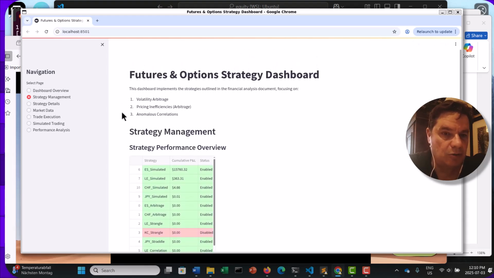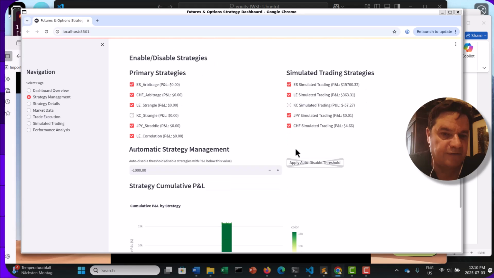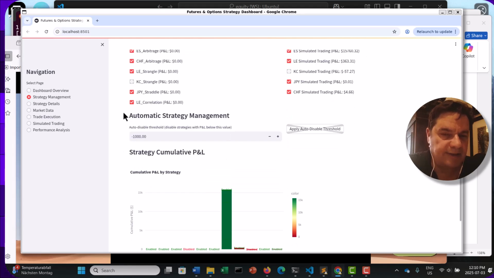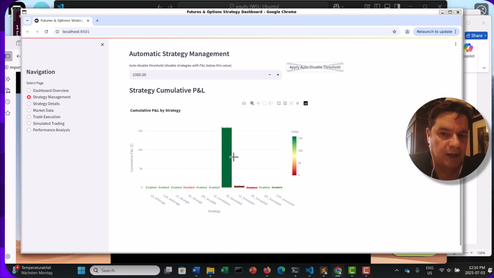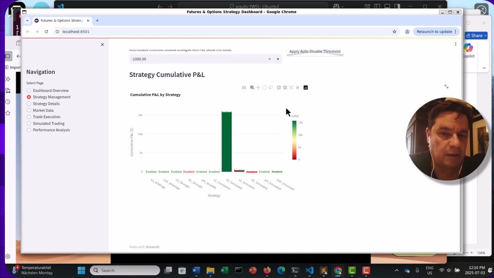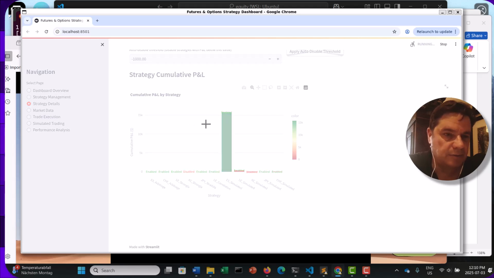Okay. So we know the types of strategies we have. This is the important part right here. As I said, we can toggle on or off which strategies we want. Okay. And then we have the strategy cumulative P&L right here. Okay. I've shown that before. We've shown the strategy details.